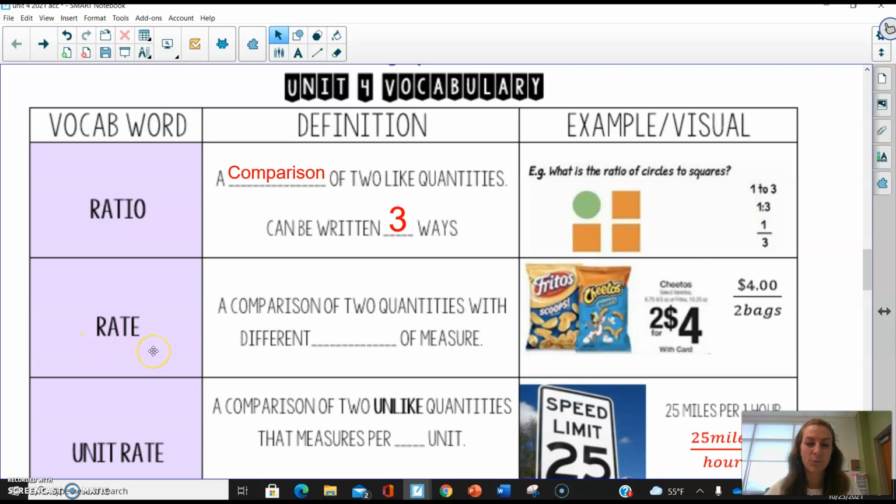Our next word is rate. Rate is similar, but it's a comparison of two quantities with different units of measure. So comparing things like Cheetos to money. Those are not like quantities. So we have $4 for 2 bags of Cheetos, or $4 per 2 bags of Cheetos.